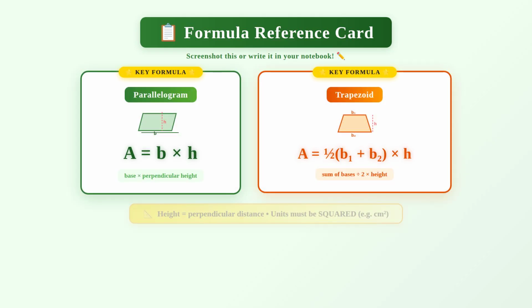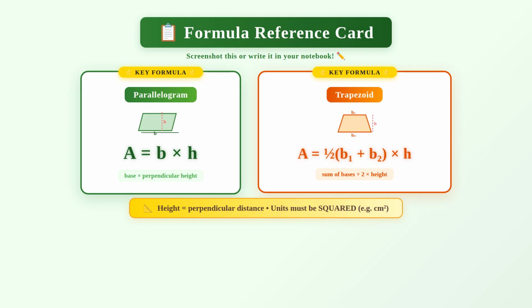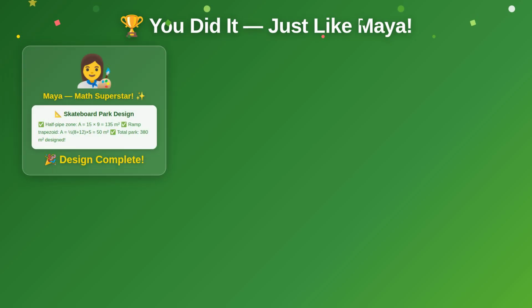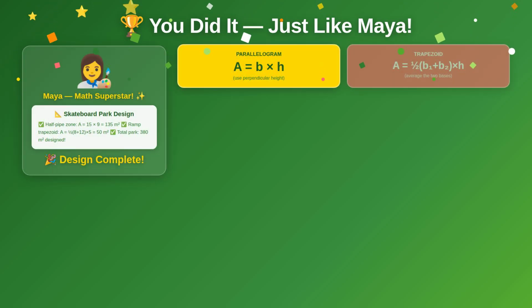Maya's park is finished. Here's your cheat sheet. Screenshot this or write it in your notebook right now. For a parallelogram, area equals base times height. For a trapezoid, area equals 1/2 times the sum of both bases times the height. 2 formulas. That's it. And always remember, height means the perpendicular distance, and your answer needs squared units. Parents, this is a great card to stick on the fridge for homework nights. These 2 formulas will carry your students through geometry for years.